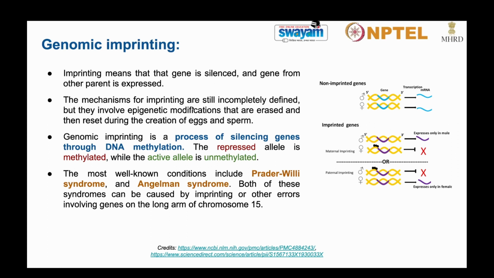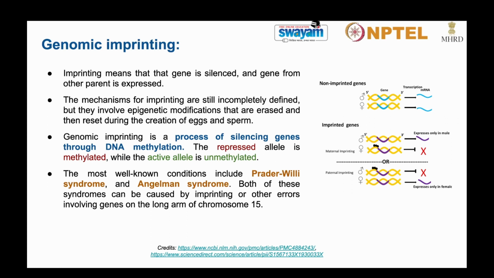Its mechanism is not completely understood, that how it happens, but there are certain studies which say that there are some epigenetic modifications occurring at the gene level which are causing certain genes to not express. Genes coming from one parent are not getting expressed. This process of silencing the genes through DNA methylation is termed genomic imprinting. In this, the repressed allele is methylated while the activated allele is unmethylated. Whenever anything gets methylated, its expression gets repressed.